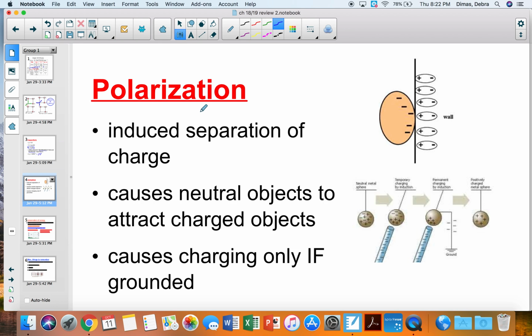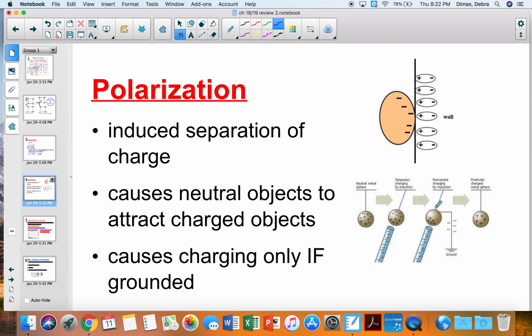Polarization, this is just a concept. Make sure you remember it. This is all from AP1. So if you bring a charged object next to a neutral object, you will polarize it so it separates the positives and negatives. So now the negative and the positive stick. So it causes neutral objects to attract to charged objects. And it causes charging only if you ground it. So remember, we played with that induction plate, and so we bring something in that's charged, but there's no charges moving between the two because it's just near it.